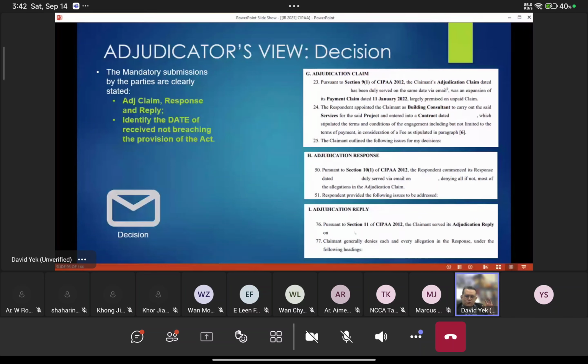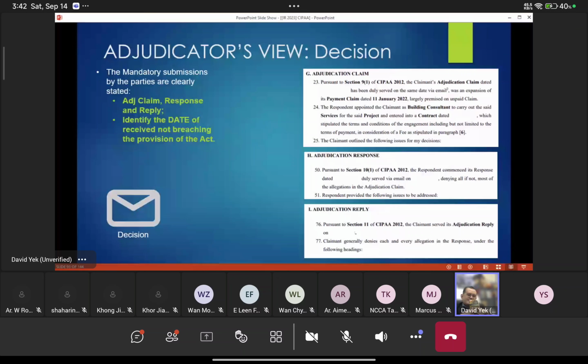There is argument on the way documents are served. All right. Now, if you serve by hand, you take the document, you go to the opponent party, you say, Mr. So-and-so, I'm now serving you this notice. What happens if that person does not want to receive a notice?